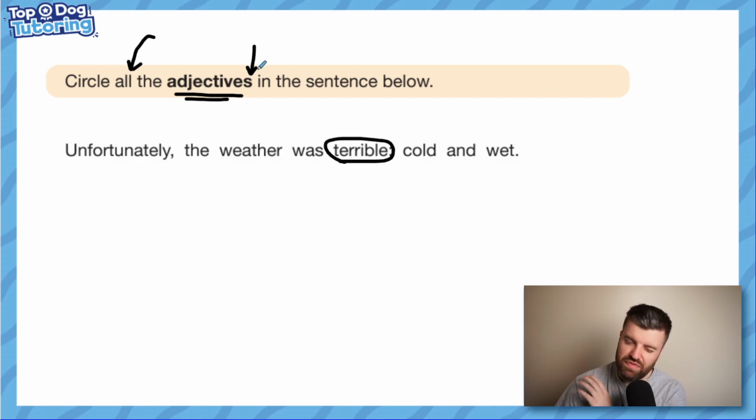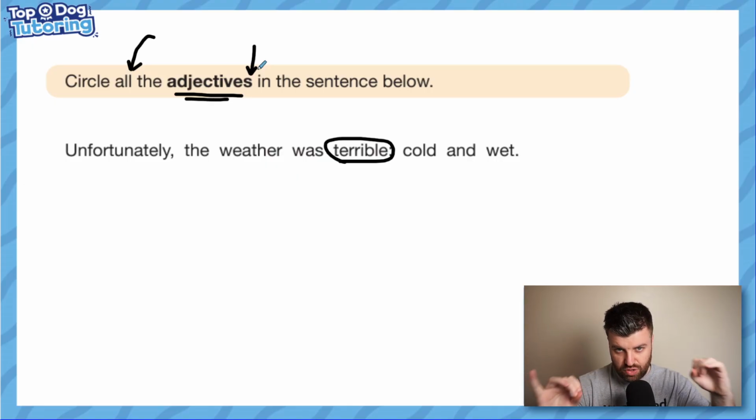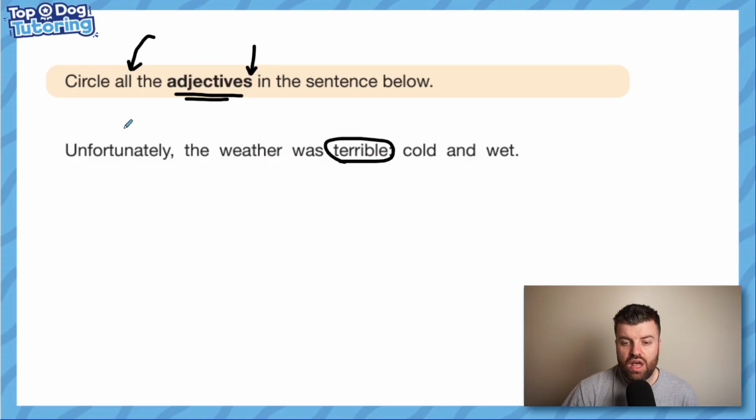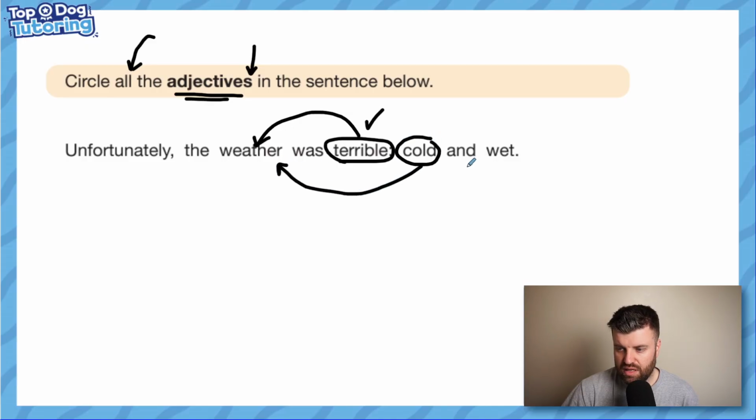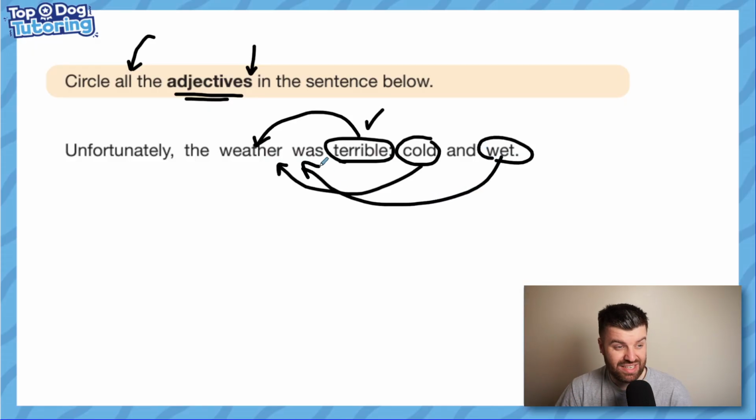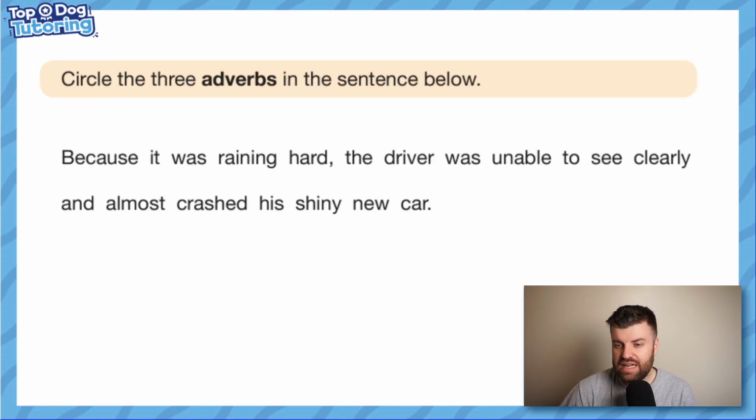So it's very likely we've got more than one. So we need to go back with a fine comb and make sure we find all of the describing words. Unfortunately, the weather was terrible. Now, terrible describes the weather, so that's fine. Cold and wet. Well, look, cold is obviously describing the weather, and wet is obviously describing the weather as well. So there are 3 adjectives in this one sentence. If you get a vague description like all, you need to be really careful that you've definitely considered every single word. So now it's your turn again.